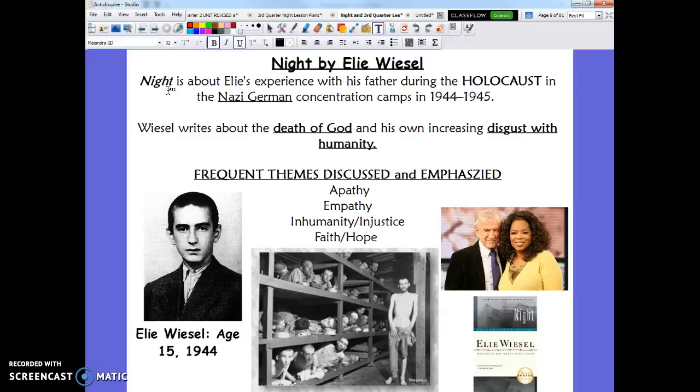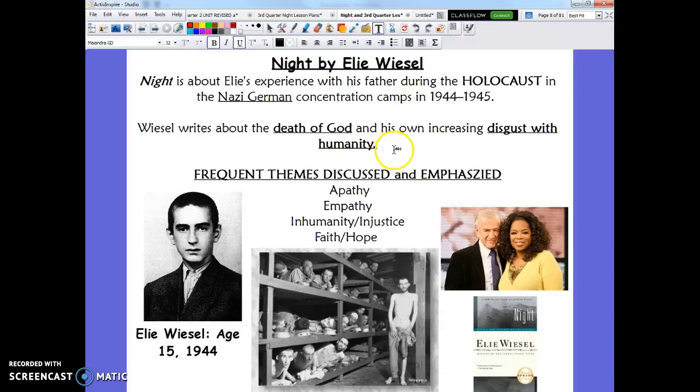Night is based in the historical context of World War II. It's written by a guy named Elie Wiesel, and it's about his experience with his father during the Holocaust in the Nazi German concentration camps through the years of 1944 to 45. This is actually a picture at the bottom here. This is Elie Wiesel at the age of 15 in 1944, right before he actually entered the concentration camps with his dad.